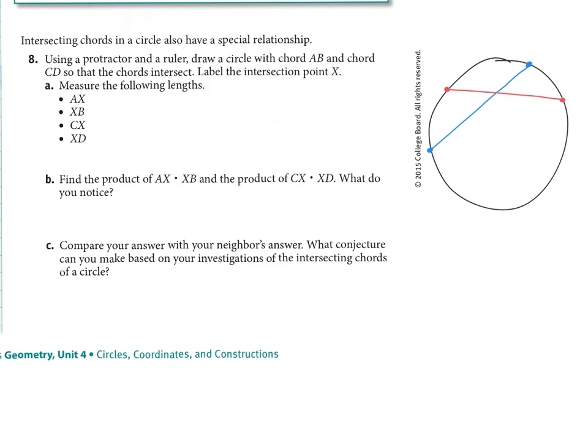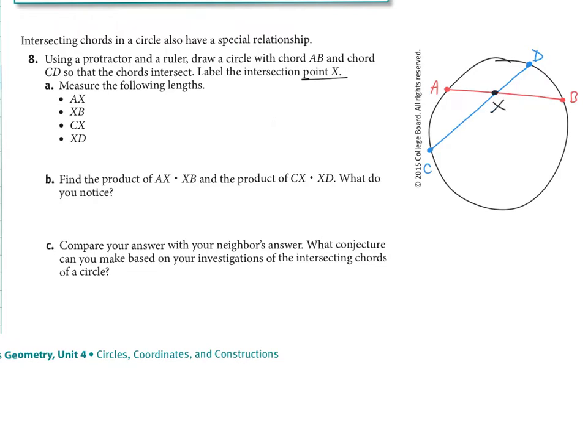So it doesn't matter which one we want to label, AB and CD. So I'm going to choose to label on my red line AB. And then my blue line, I'm going to label CD. Beautiful. All right. And then what it wants us to do is to label the intersecting point. It wants us to label it point X. So I'm going to call this right here point X.